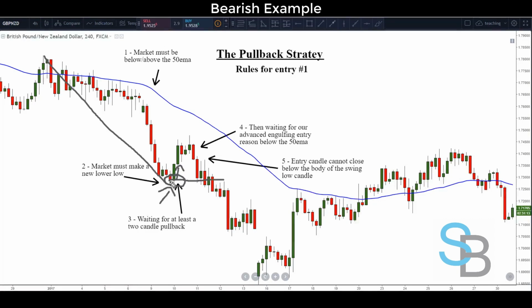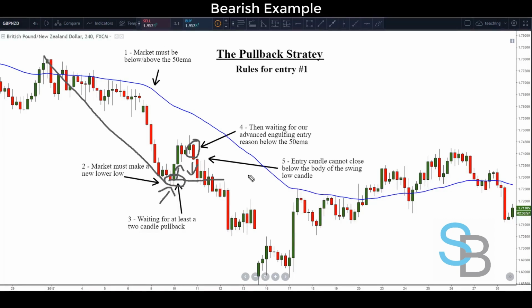As soon as we have that line on the body of that swing low, our entry candle right here cannot close below that swing low. If that happens, the trade is not valid, but as long as our entry candle closes above this swing low, then we have a valid entry.